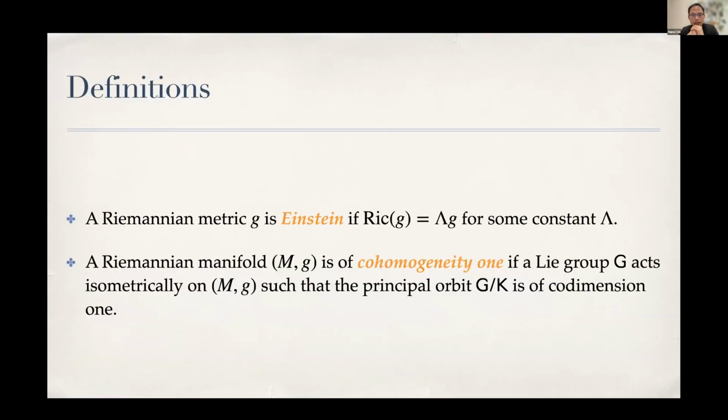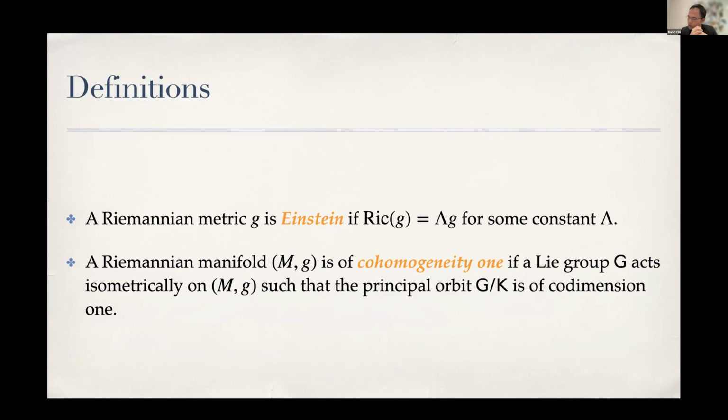So first of all, let's have some definitions. I suppose everyone here is familiar enough with the idea of Einstein metrics, and we would like to focus on Riemannian metrics today. The definition is: if you have a Riemannian metric, and its Ricci curvature is a constant multiple of the metric itself, then we call the metric an Einstein metric.